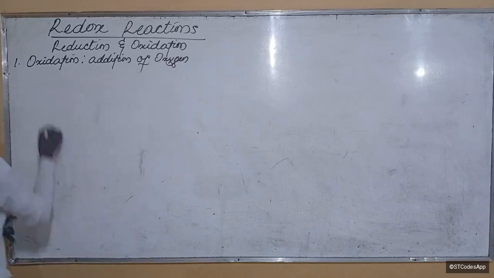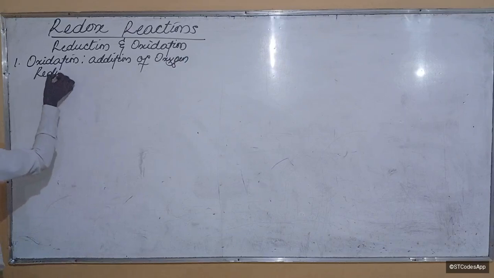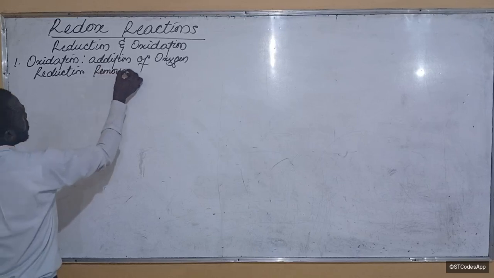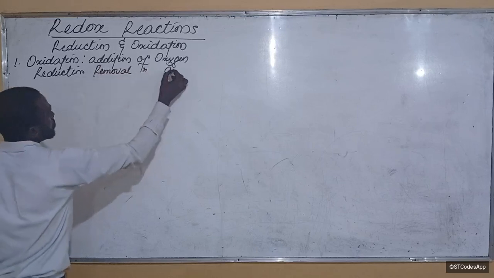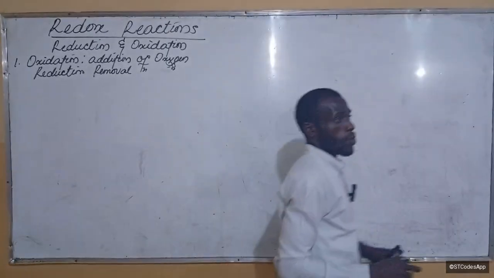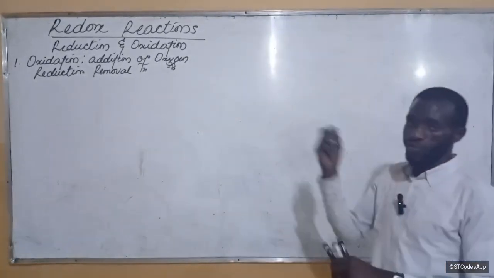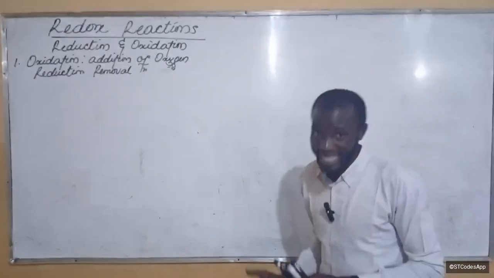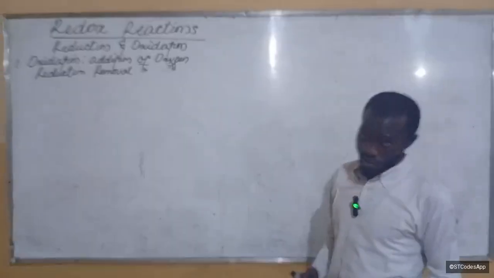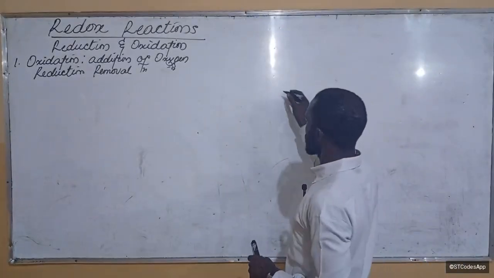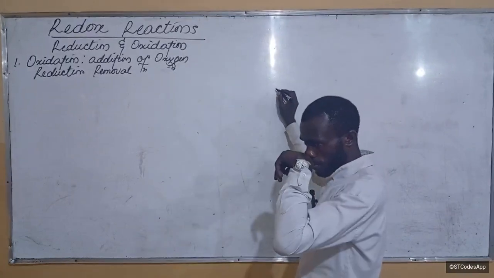So what will reduction be? Reduction will be the removal of oxygen. So what that means is that if you see a chemical reaction where oxygen has been removed, it means it is reduction. You see a chemical reaction where oxygen has been added, you call it oxidation.